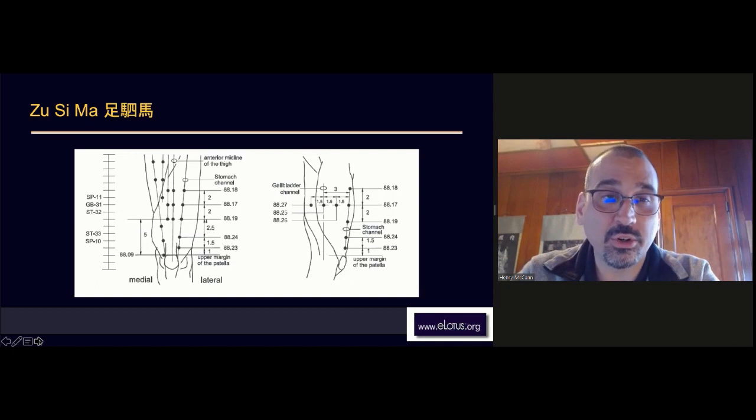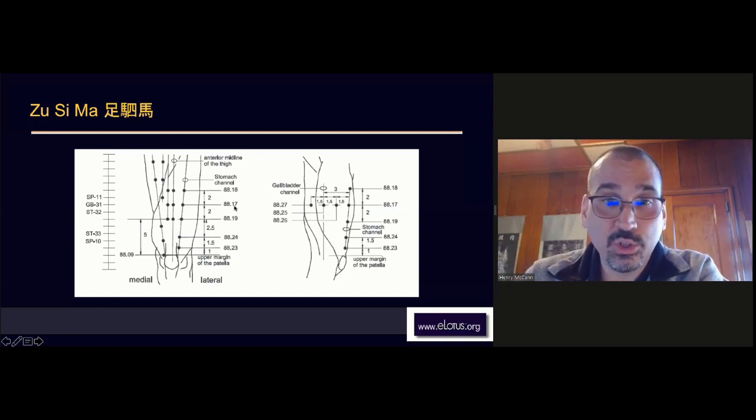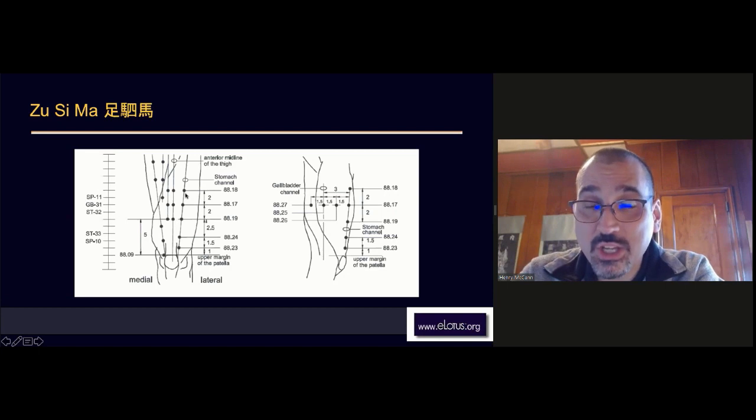I have a footnote on the meaning of the name in the Practical Atlas. So this is on zone 8. We're looking at 88.17, 18, and 19. It's called upper Sima, middle Sima, and lower Sima. Okay. These points are located along basically the stomach channel.